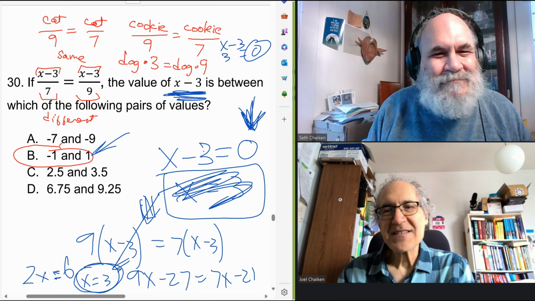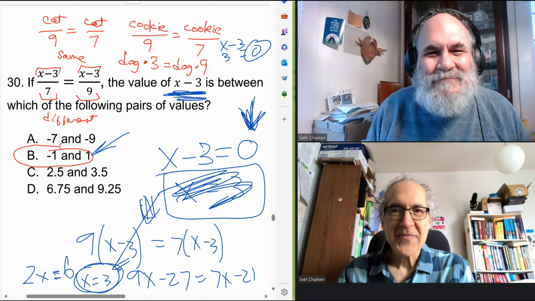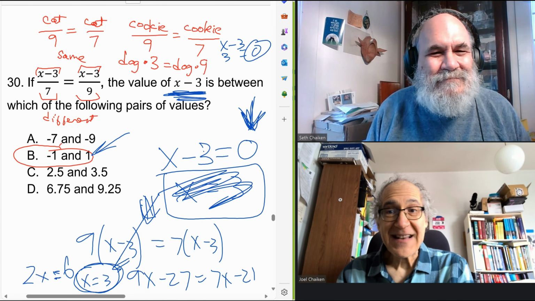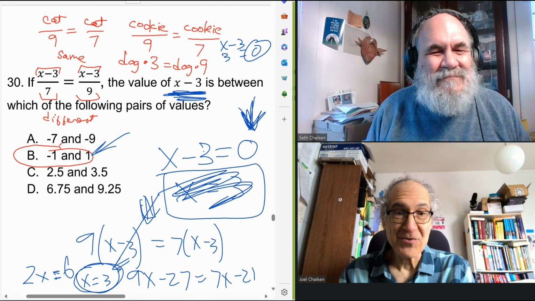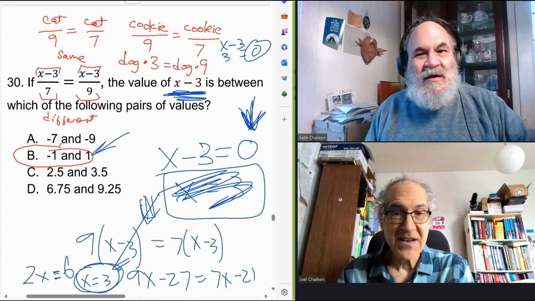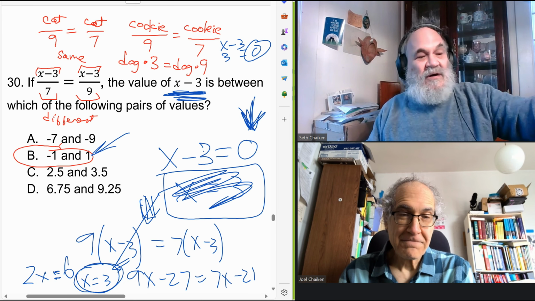Looking for patterns is the way to solve these problems faster. But you didn't necessarily have to find the pattern. You could have done it the straight arrow way and still got the same answer. It would have just taken you 25 more seconds.